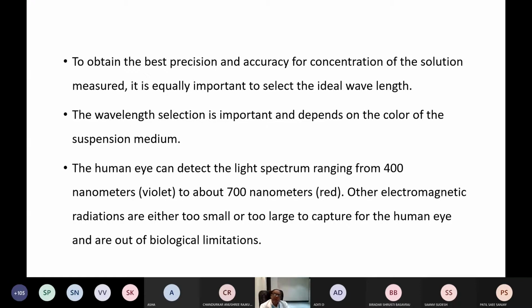So the human eye can detect the light spectrum ranging from 400 to 700 nanometers. This is what we call the visible range. But there are other wavelengths which cannot be seen by the naked eye. In a spectrophotometer, you can measure the required test for those if the solutions are colorless, and if you want those wavelengths, they can also be measured.